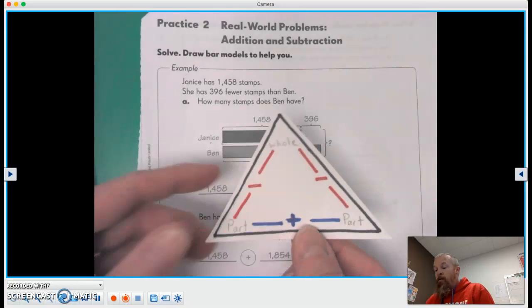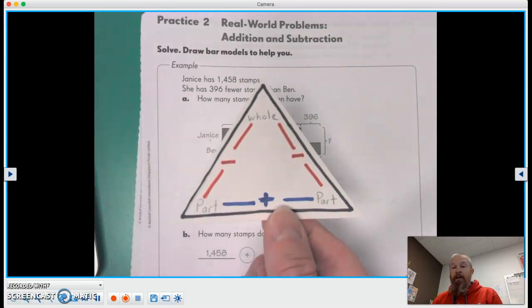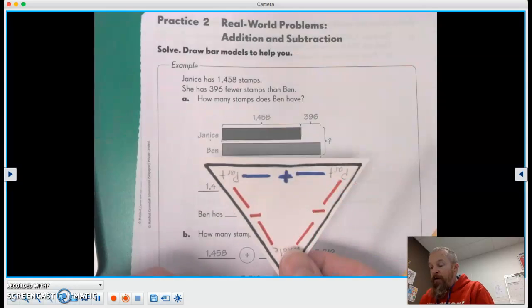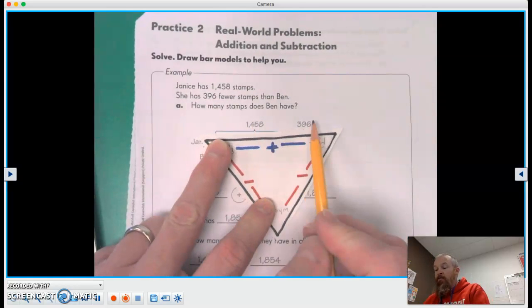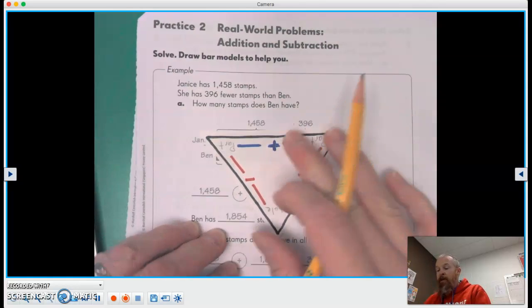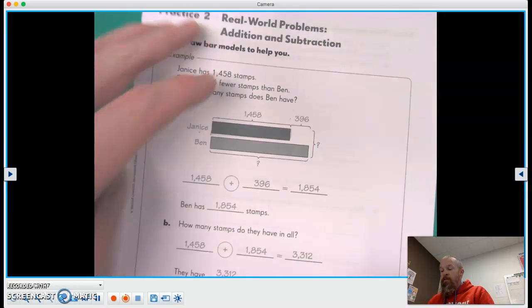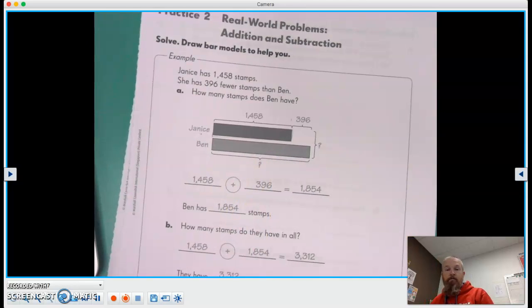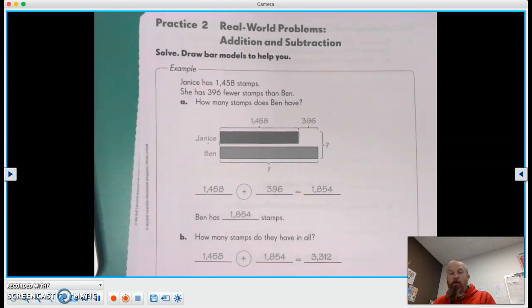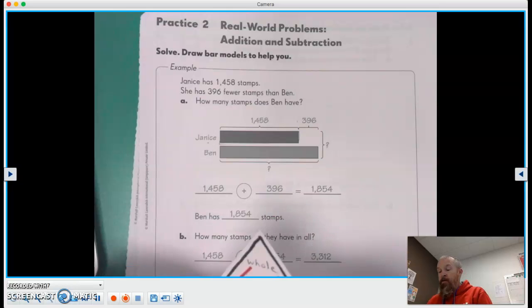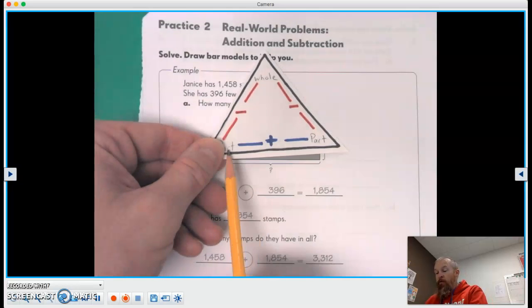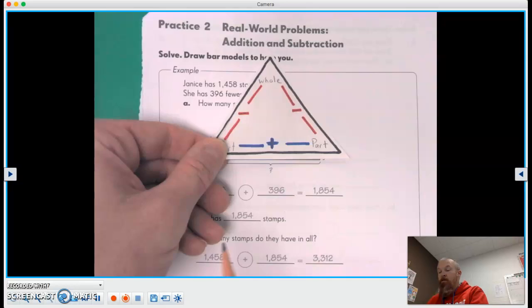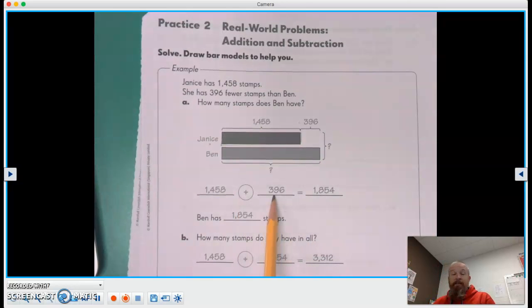So for our part-whole fact triangle, it's actually flipped upside down this way. So we know the two parts, and we're trying to find the whole, which is how many Ben has. Okay? So we take our 1,458, and if it's part and a part, we know that we add the two parts to get to the whole. So we add the 396 to it, and we get 1,854. So that's how many stamps Ben has.